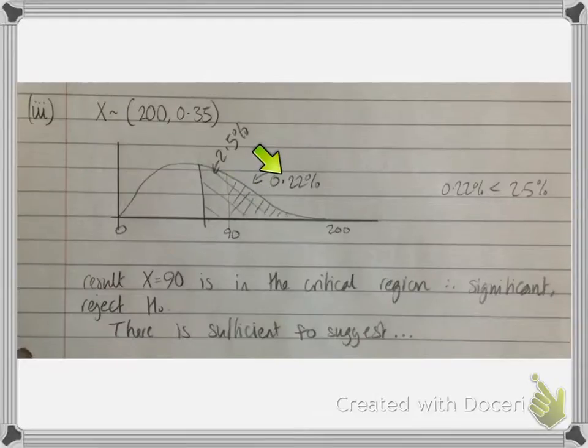Well, if that bit's only 0.22%, the critical region is the bit that's 2.5%. So since this is smaller than 2.5%, 90 must be over here within the critical region. So x is 90 is in the critical region, therefore the result is significant, so we reject H0, and we'll say there is sufficient evidence to suggest the exact same thing that we put in the previous part of the answer.